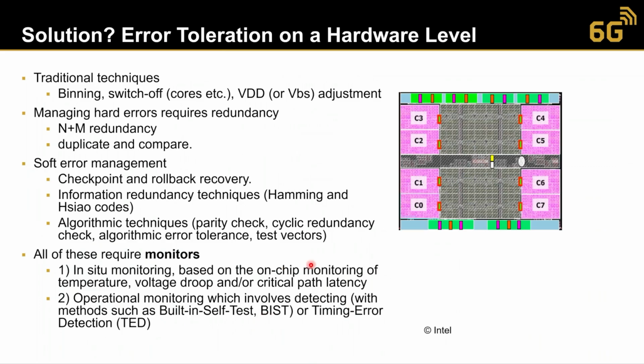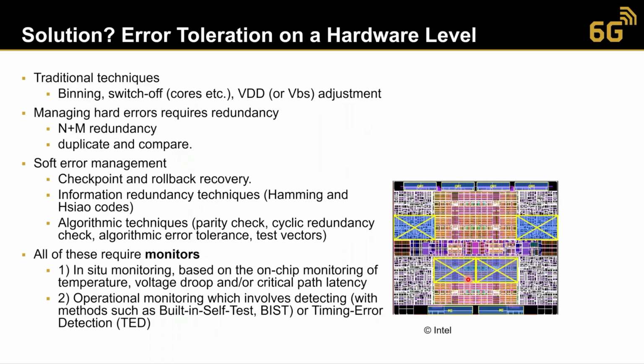But first, some background on error toleration. Error toleration has been known for a while. There are a number of different cases like binning. For example, Intel in their multi-core processors, if some of those processors don't work or are too slow, they just basically cut them off and sell that piece as a lower core part.